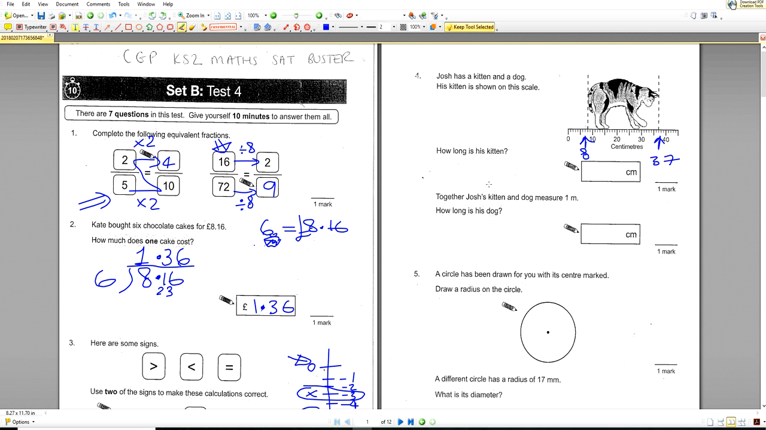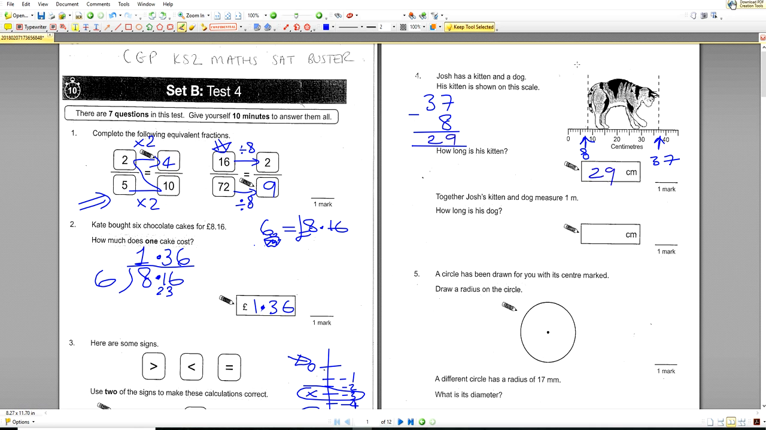So how long is the kitten? So we have to work out the difference between them. So we have to do 37 minus 8. Now if you do 37 minus 7, that'll give you 30, then minus an extra 1. So that'll give you 29. So the answer for that one should be 29.